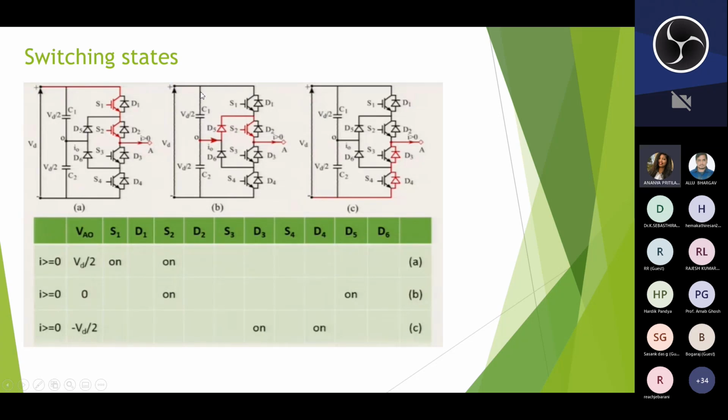But here the voltage will be 0, that is VAO will be 0, and the current will flow like this. These are all the cases of positive current, that is I greater than 0. Here the devices D3 and D4 will conduct.